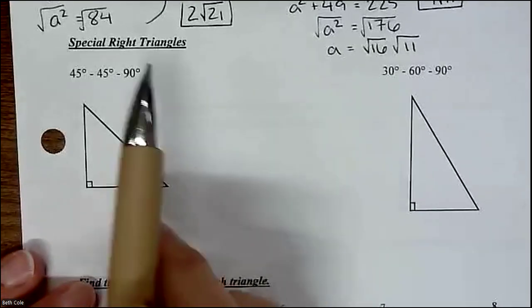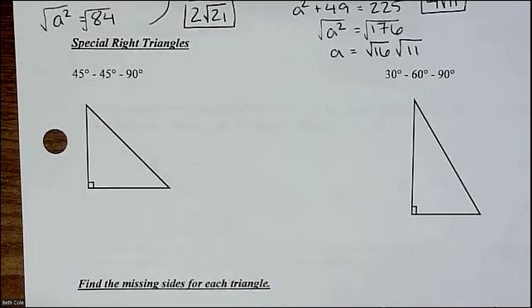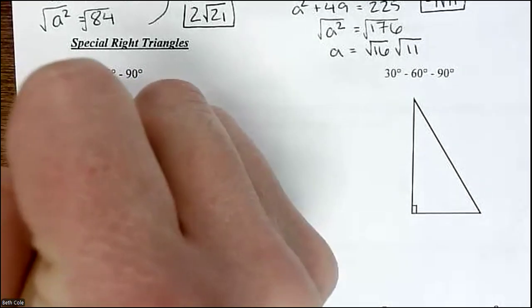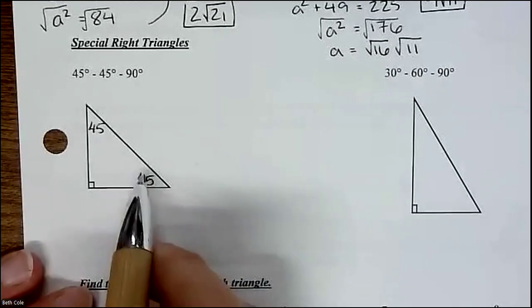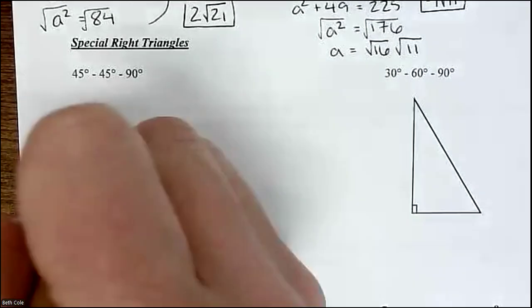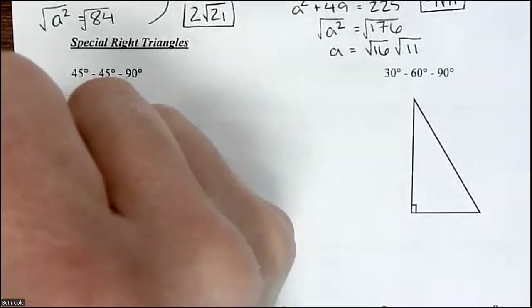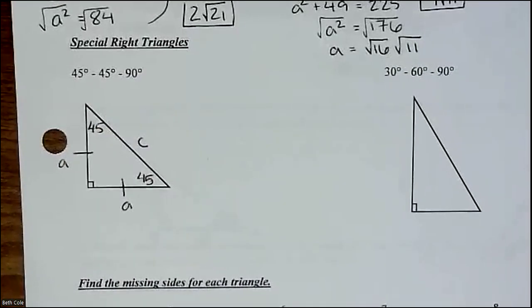I like that. Okay, now we're going to do two special right triangles. The special ones. So first one, 45, 45, 90. And if those two angles are congruent, it means these two sides are also congruent. So instead of A, B, C, you have A, A, C. Do you see what I'm saying?